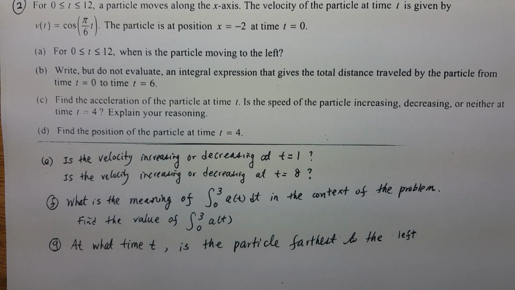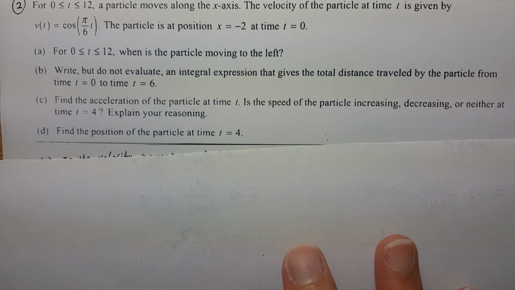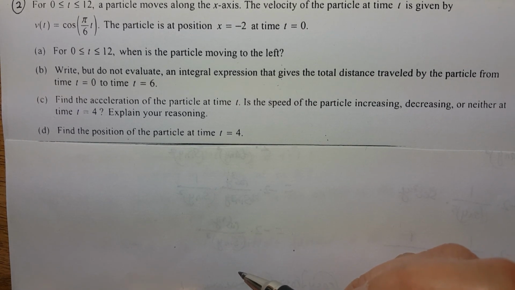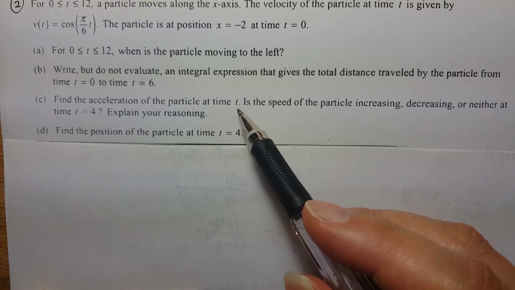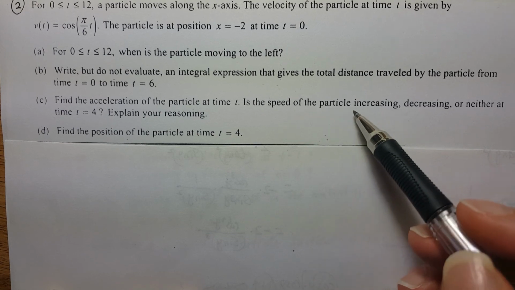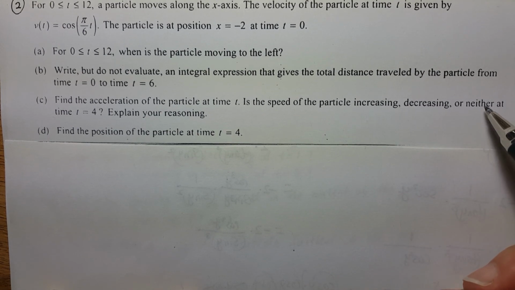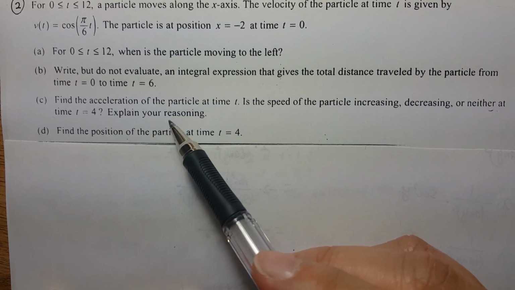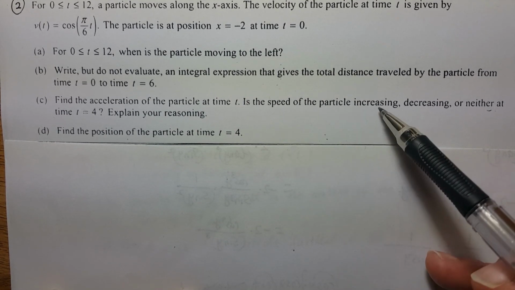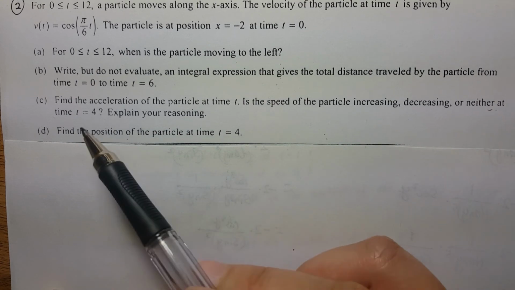Okay, part C. Find the acceleration of the particle at time t. So they ask you to find a of t. And after that, is the speed of the particle increasing, decreasing, or neither at t equals 4? Explain your reasoning. So they ask you to find whether the speed is increasing, that means speeding up, or slowing down, or neither at t equals 4.